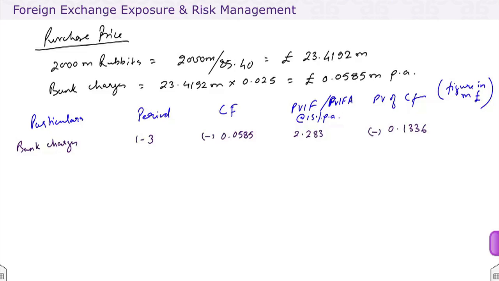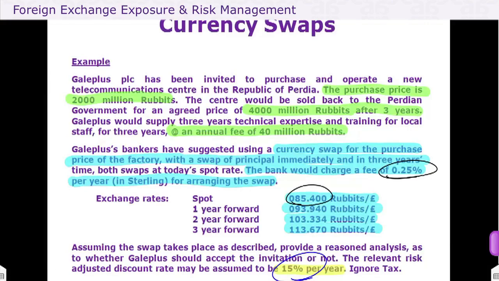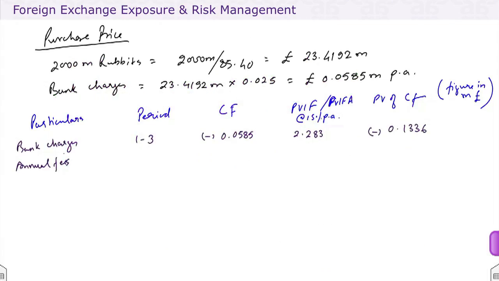Then there's an annual fee. Annual fees are different in different years, as we could see in this given question, because of the forward rates being different, the annual fees would be changing. Otherwise the annual fee is 40 million rupees per year for training and all that the firm is able to get as an inflow. So we have annual fees for 1, 2 and 3 years. If you could work out the cash flow, you are getting a positive cash flow of 40 million.